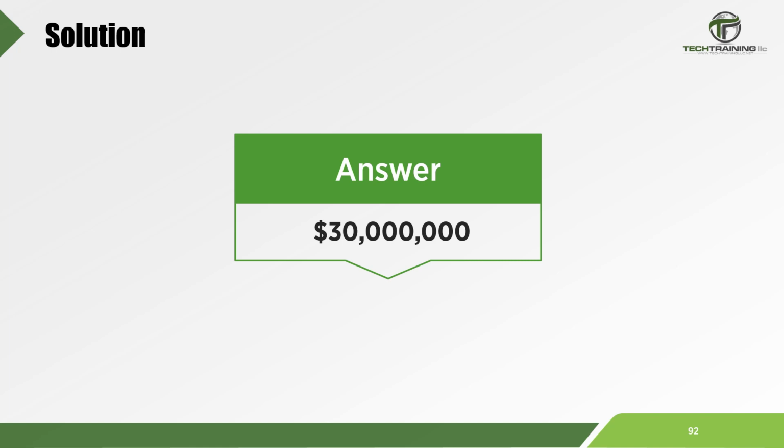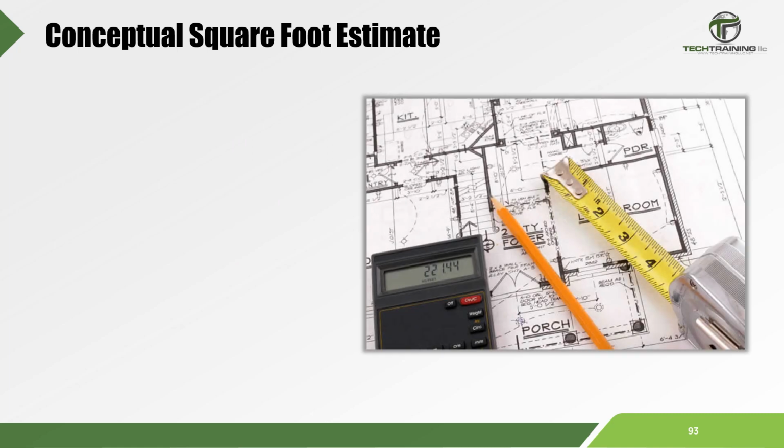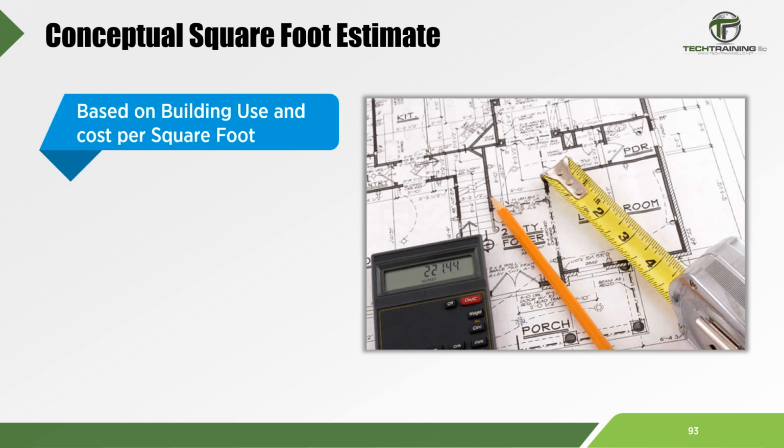Now, since we know this is a conceptual estimate, the owner, in this case the City of Chicago, would have to add another 20% to this estimate and ask themselves if $36 million is within their budget for the new school. Now, let's go ahead and try a conceptual square foot estimate. These types of estimates are based upon historical square foot costs of similar buildings.